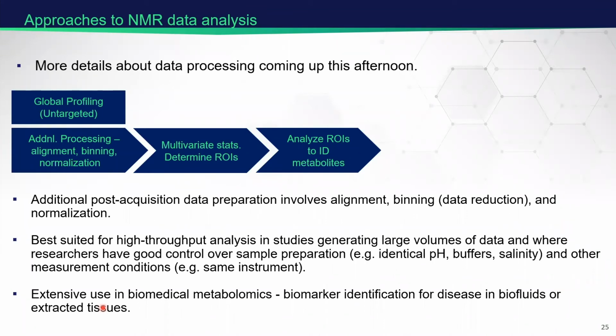These are best suited for high throughput analysis, where you have studies with hundreds of samples, lots of data coming through, and critically, where you have good control over sample preparation and measurement conditions, because what you don't want to be picking up are differences in sample prep, but differences in whatever the biology is, whether it's disease versus control or depth in an ecometabolomic study. And so, of course, we see a lot of use of these in biomarker identification and medical metabolomics.